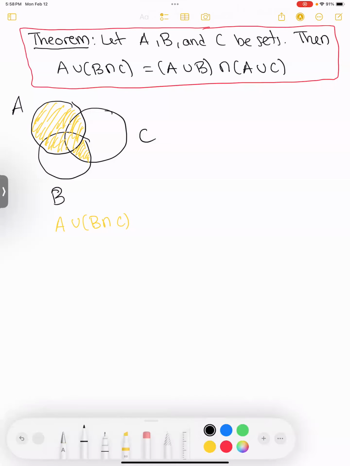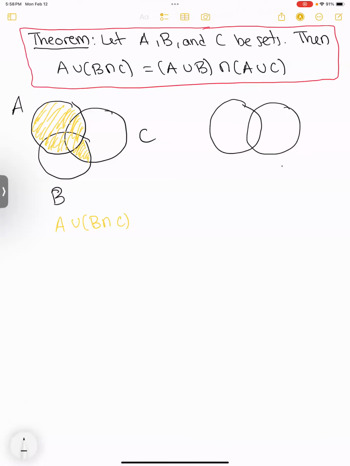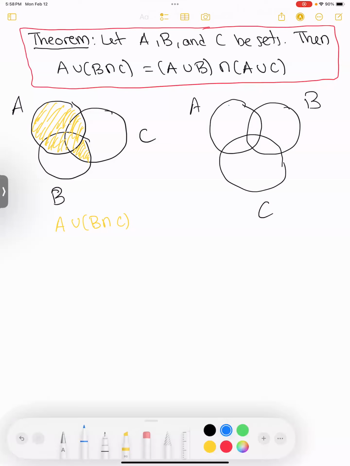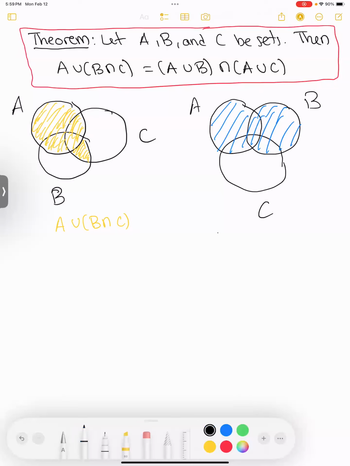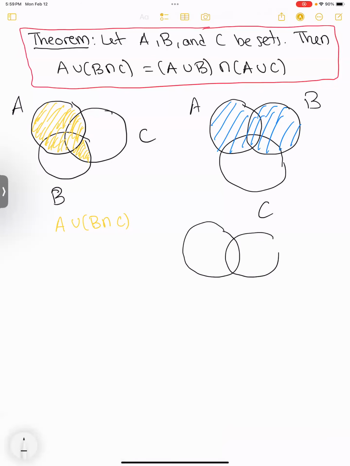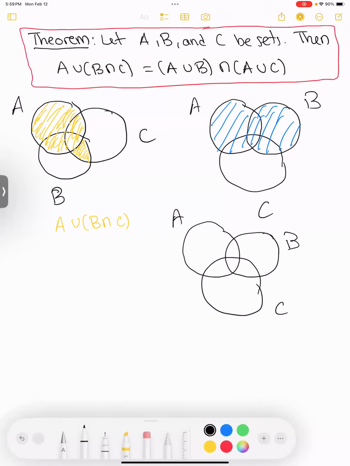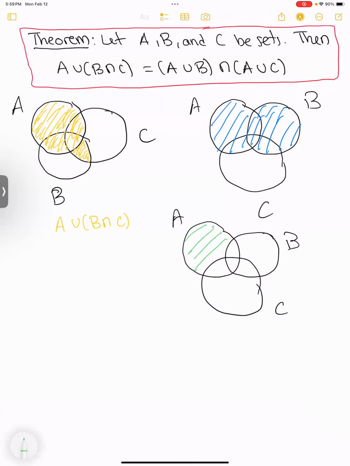And then on the right, I want to think about what happens if I take A, B, and C and just look at A union B. So in that case, I get this guy right here. And then I want to draw one more picture to complete this idea. So now I have A, B, and C. And you just want to think about what would happen if I just took A union C. So then I would get this guy.